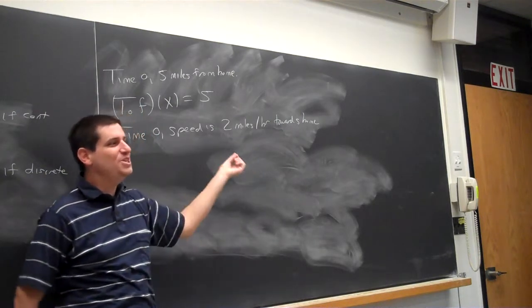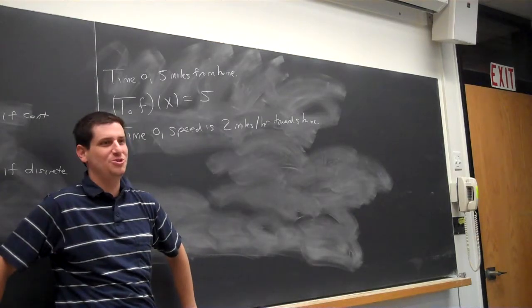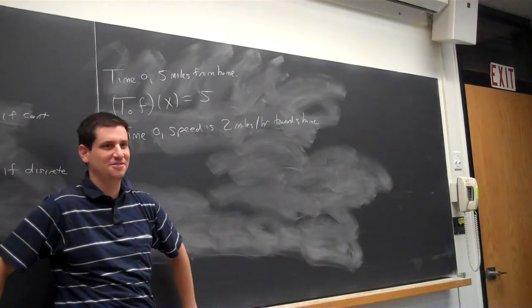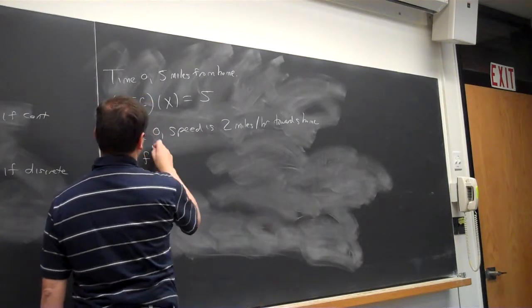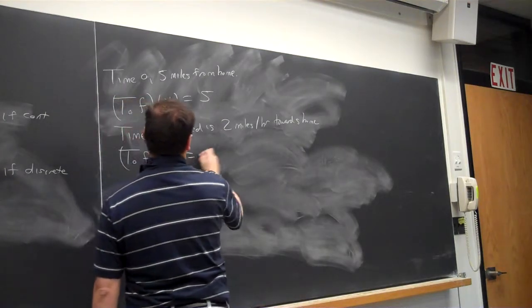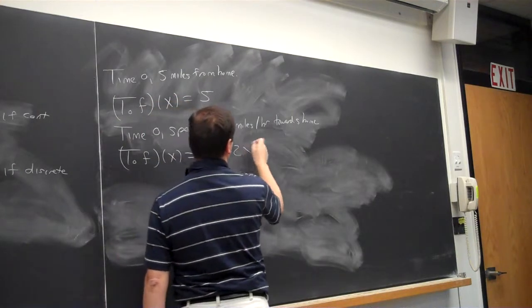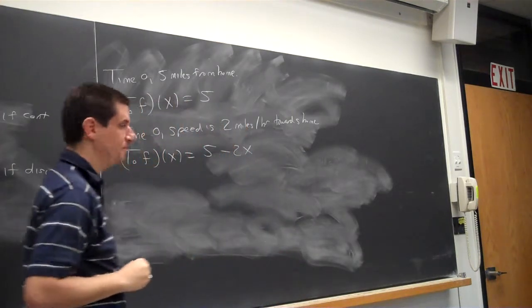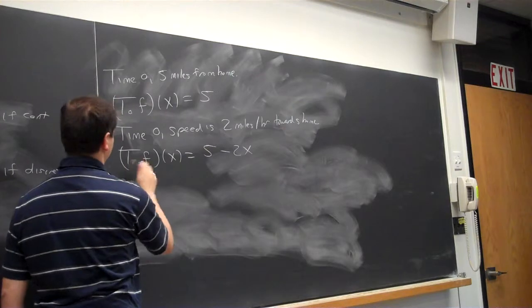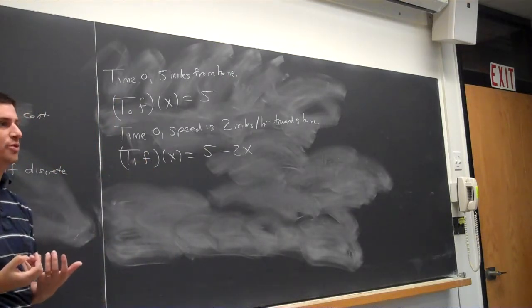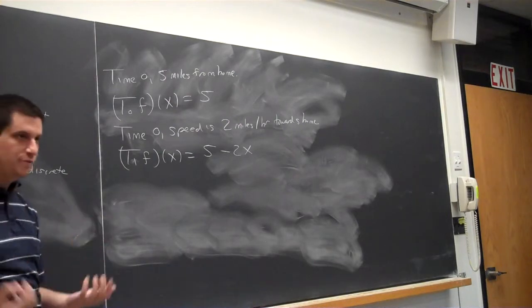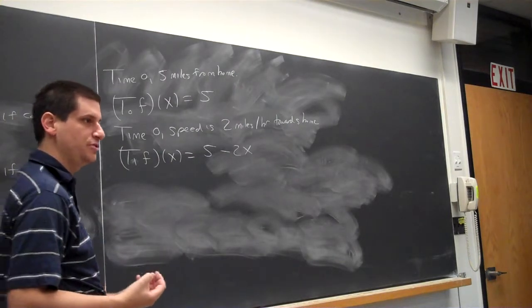But where do you think you would be 1 hour later? What's your best guess? 3 miles. 3 miles. And so we would guess maybe T1 f of x is 5 minus 2 times x. T1, I think. And you could continue, and then the next thing you'd want to know is your acceleration. And the more information you know, the better approximation you can get.